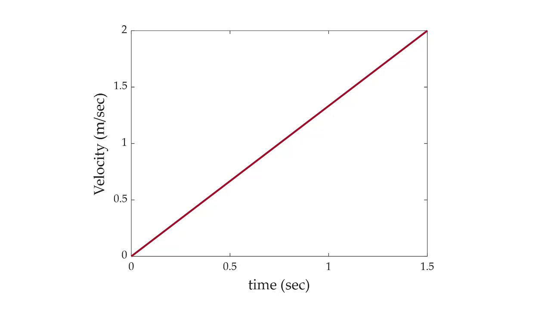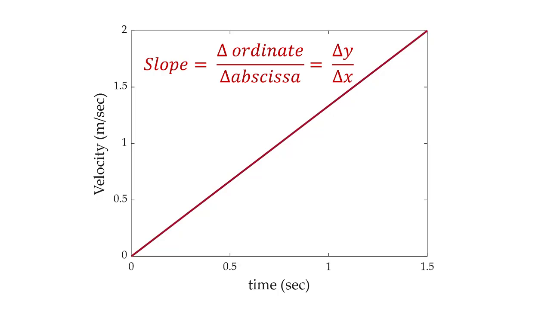Next, we talked about slopes. The slope is going to be the gradient of the tracing. The slope is going to be the change in the ordinate divided by the change in the abscissa, or the change in y divided by the change in x.